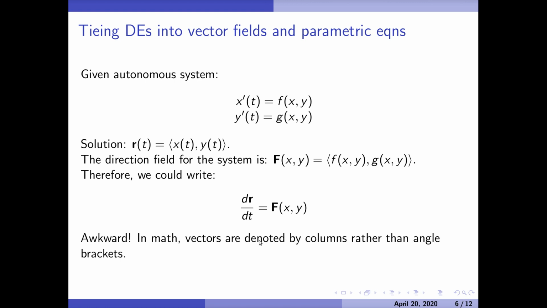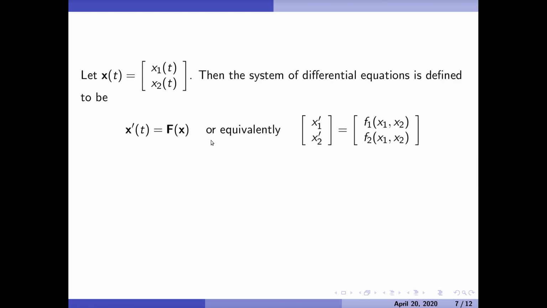And like this says, this is a little bit awkward. Normally we don't write things like this. So let's change the notation slightly. Mathematicians like to write vectors in columns, and so let x of t be x1 of t, x2 of t. So again, whenever you see a column, that's just a vector.